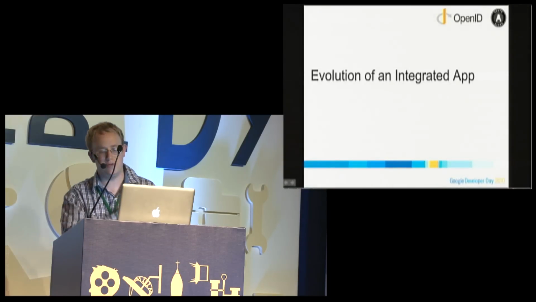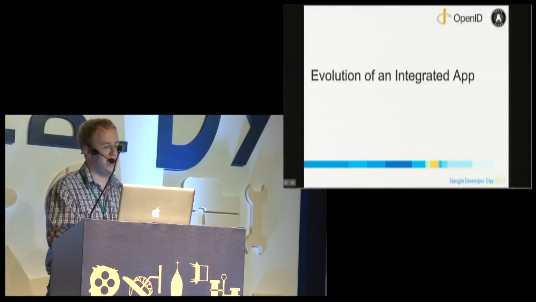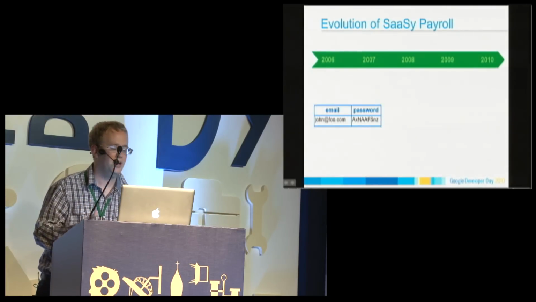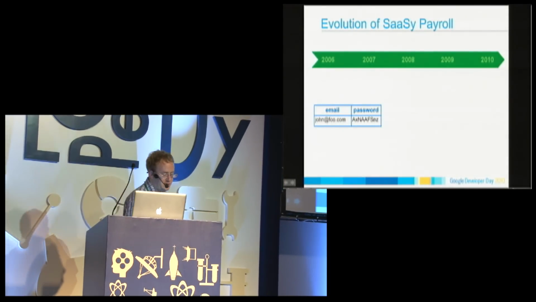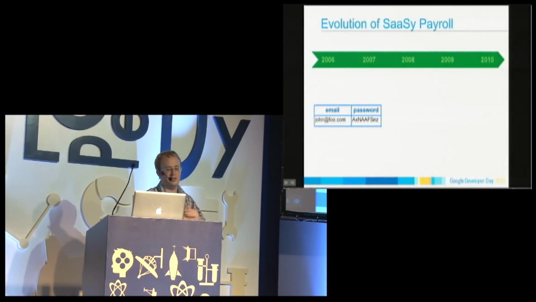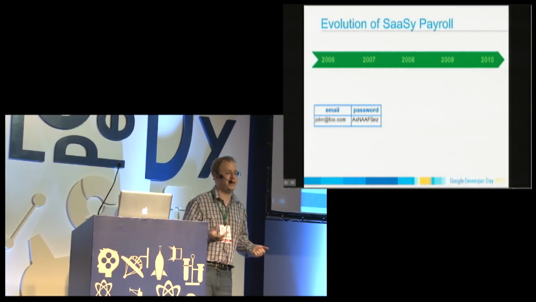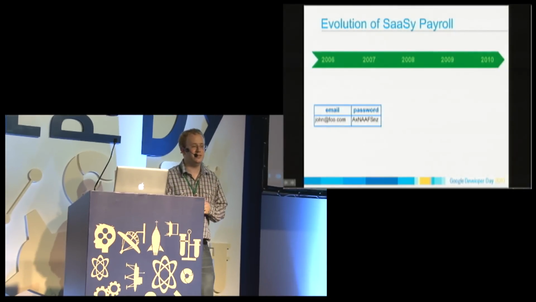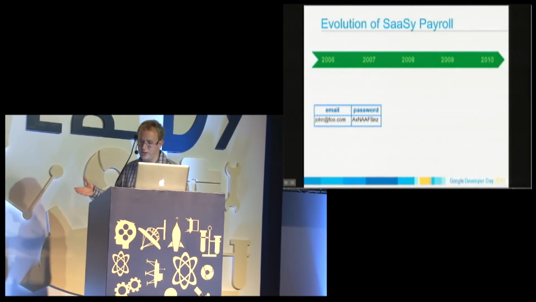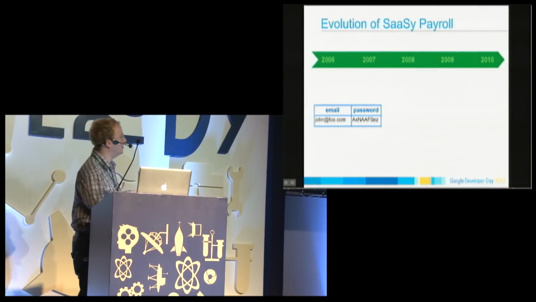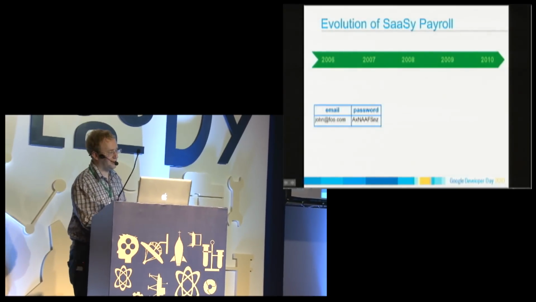So now I want to take all of this information that you've learned and talk about an integrated application and how it evolved. So this is the SASE payroll application that I was talking about. The SASE payroll application launched a long time ago, and just like every other application on the web, it had email addresses and passwords. For every user within the system, it stored both those email addresses and passwords in a database table that looks like this. So the bottom part of the screen here I'm going to use to show what the database table looks like.